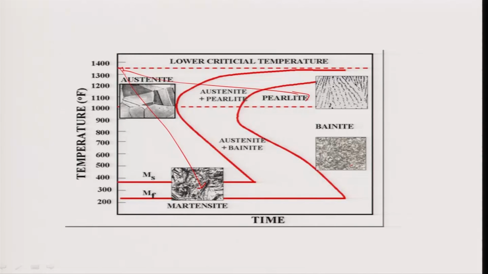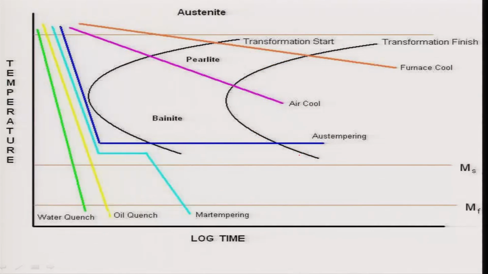If I cool it like this and hold it, I will form bainite. That is the way. So, you can represent this diagram in many ways. Fine. So, another way of doing this is, yes, there are a few more things I will say. There are different kinds of coolings. One is the cooling rate, the other one is the way of cooling.